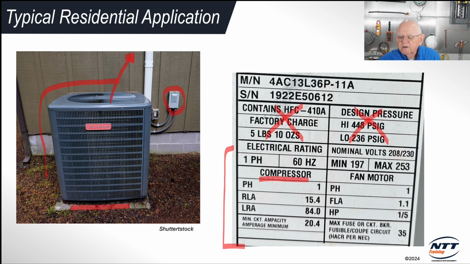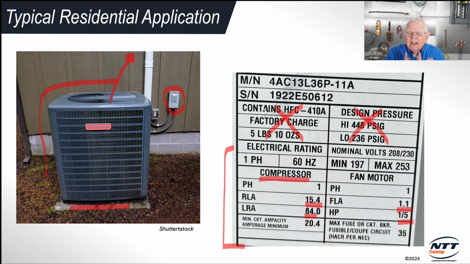If you'll notice, for the compressor, it says a single phase, that has to be there. The rated load amps, remember we get to define that, happens to be 15.4. And then the locked rotor amps is 84. Now, separate from that compressor is the fan unit up at the top, right? So over on the right-hand side, it says I have a single phase fan. Full load amps on it is only 1.1 amps. And it is a 1/5 horsepower motor, 1.1 amps. All right, that's all some good information.